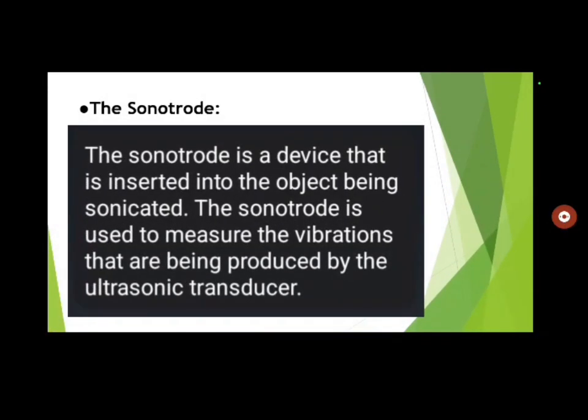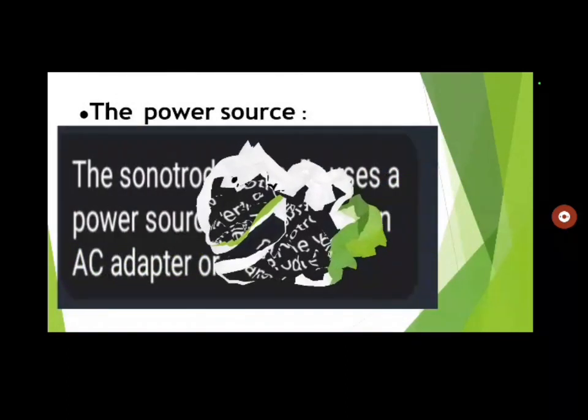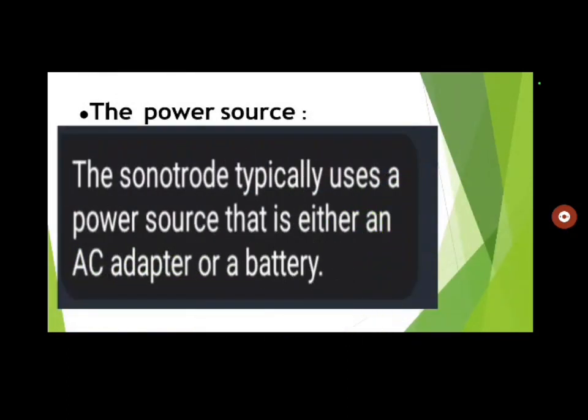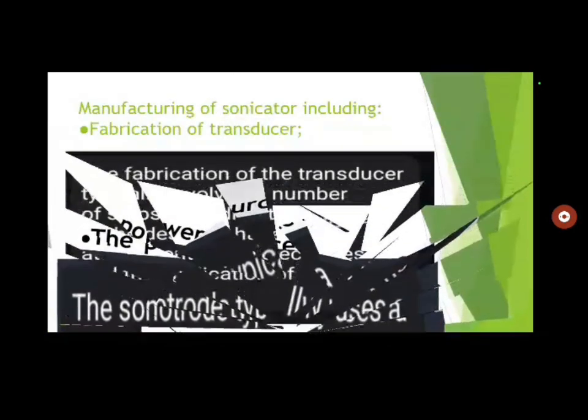The second one is the sonotrode. This sonotrode is a device that is inserted into the object being sonicated. The sonotrode is used to measure the vibrations that are being produced by the ultrasonic transducer. The power source. The sonotrode typically uses a power source that is either an AC adapter or a battery.